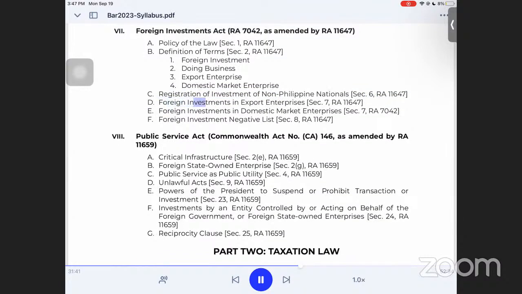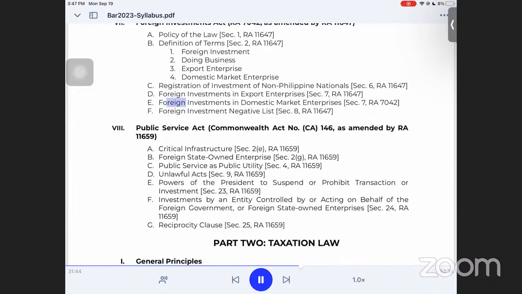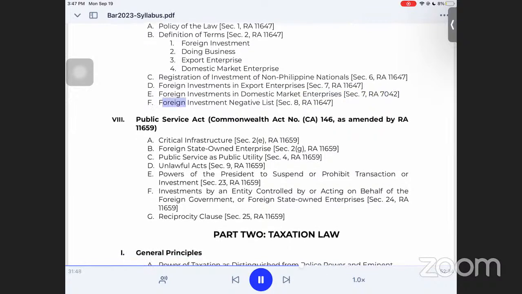D. Foreign investments in export enterprises, Sec. 7, RA 11647. E. Foreign investments in domestic market enterprises, Sec. 7, RA 7042. F. Foreign investment negative list, Sec. 8, RA 11647.